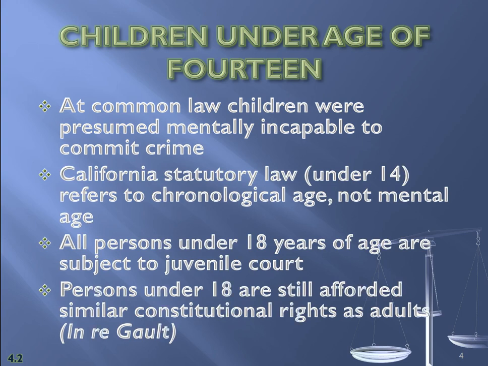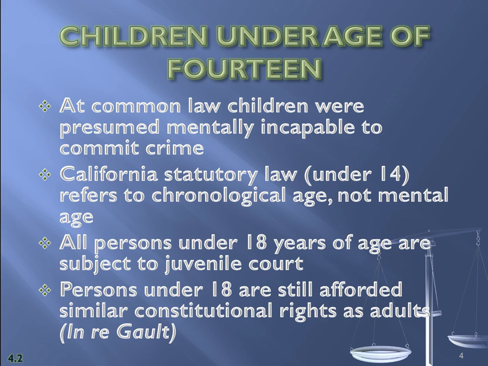Now, at common law, children were presumed mentally incapable to commit crimes. And California statutory law, however, basically says under 14. That refers to that chronological age, not mental age. All persons under 18 years of age are subject to juvenile court, and persons under 18 are still afforded similar constitutional rights as adults. And there's a famous case that goes with that, and it's the In re Gault case.